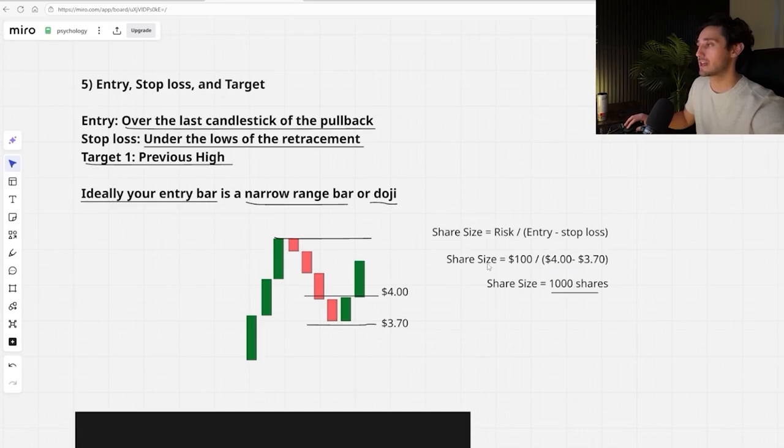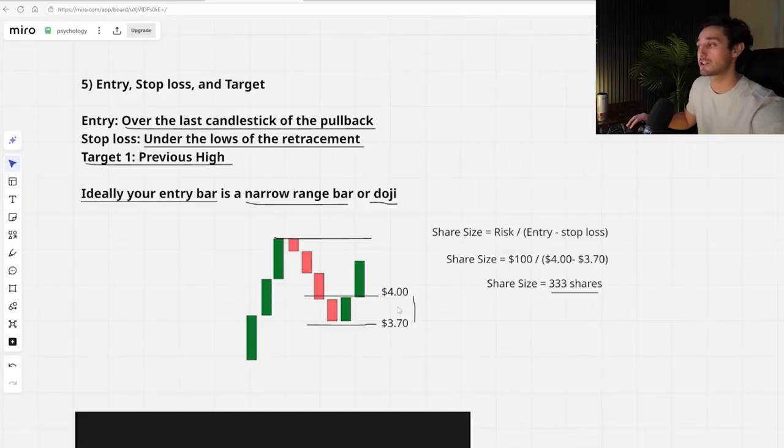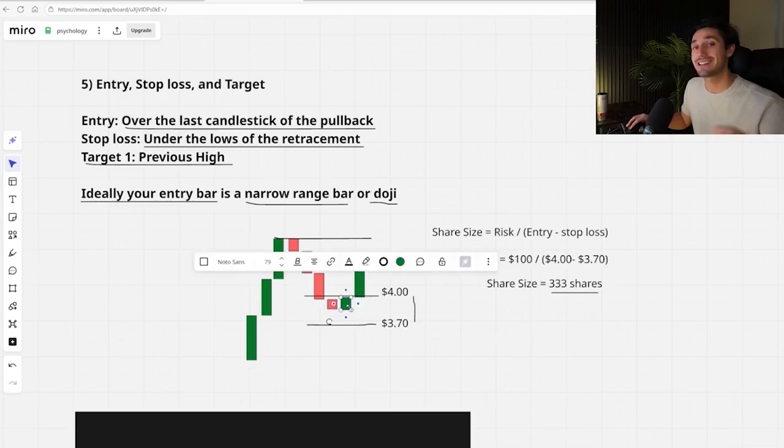So instead of 390, this would be 370. So now our share sizing formula would be $100 divided by 30 cents, because $4 minus 370, that's the distance between our entry and our stop, 30 cents, right? So $100 divided by 30 cents, that means we would only be able to get 333 shares for this position, because we have a much bigger stop loss, and therefore a much lower R to R. So we want smaller candlesticks, we want smaller entry bars so we can get a tighter stop, and as a result we could have a better reward to risk for our same risk.